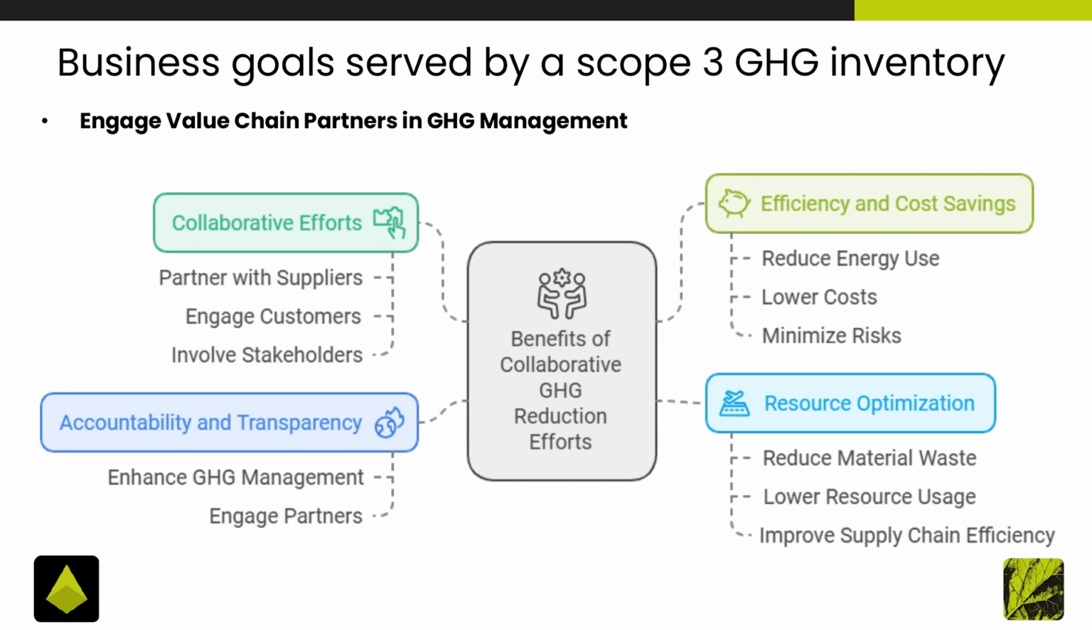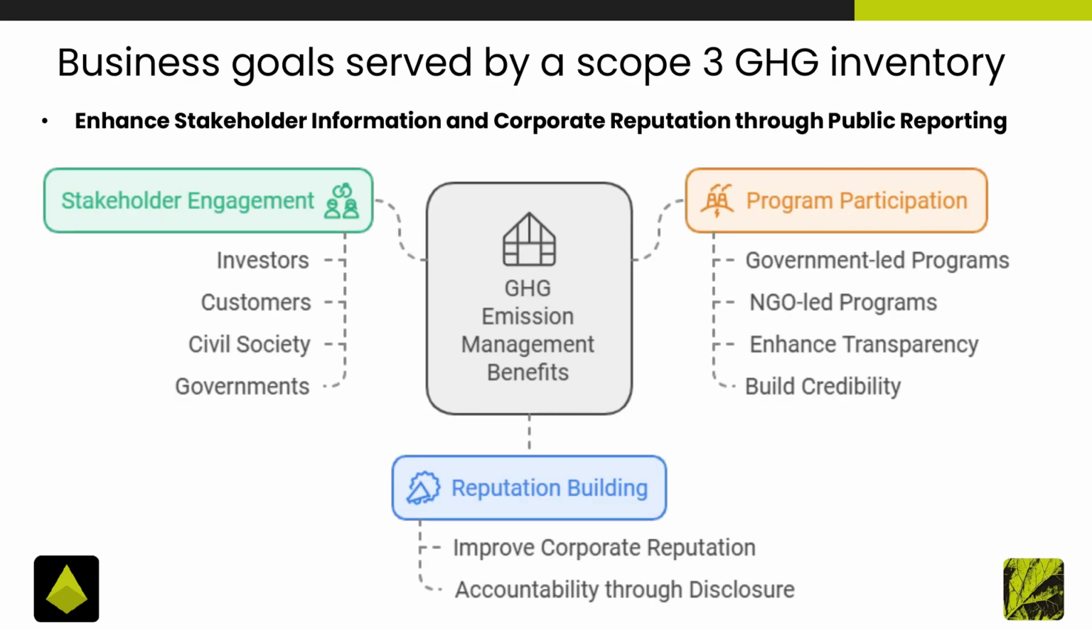Engaging value chain partners in greenhouse gas management is crucial. Collaborative efforts with suppliers and customers enhance stakeholder involvement. This partnership drives efficiency and cost savings by reducing energy use, lowering costs, and minimizing risks. Additionally, by promoting accountability and transparency, you can better manage emissions and improve supply chain efficiency, ultimately reducing material waste and resource usage. Enhancing stakeholder information and corporate reputation through public reporting is key.